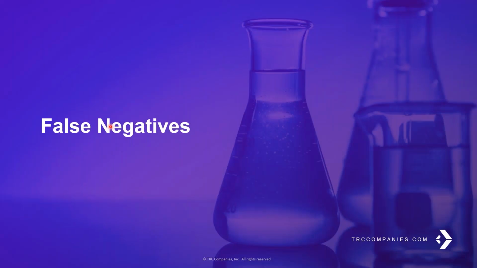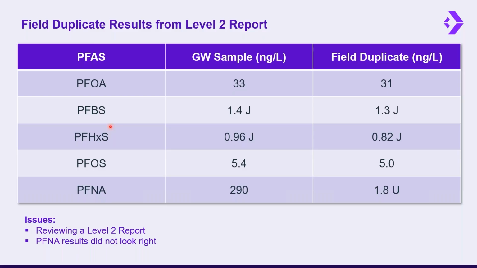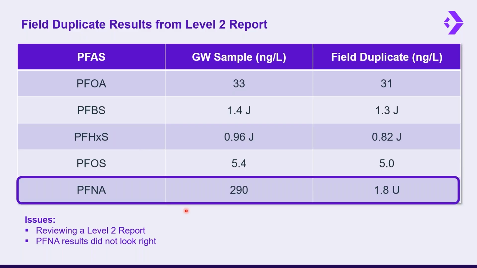Okay, so now we're going to look at an example where the lab reported false negative results. For this project, we had the level 2 report we were using for our data evaluation, and this project only required an evaluation of level 2 data. As part of the evaluation, we were reviewing field duplicate variability. You can see here that everything looked good in this groundwater field duplicate pair for comparability, with the exception of PFNA. PFNA was 290 nanograms per liter in the original sample, and it was not detected in the field duplicate sample with a reporting limit of 1.8 nanograms per liter.